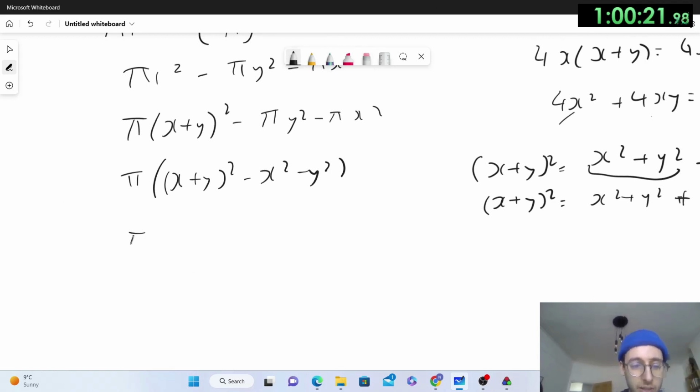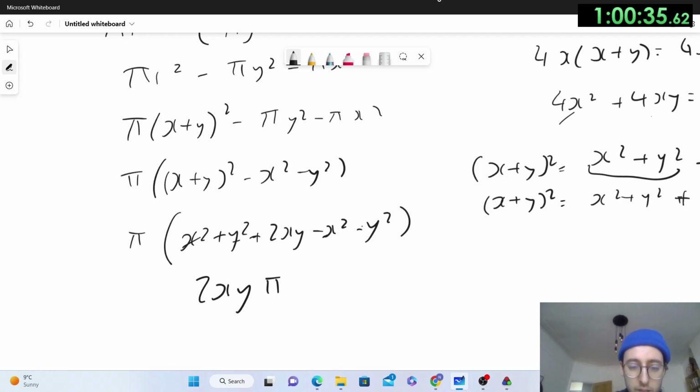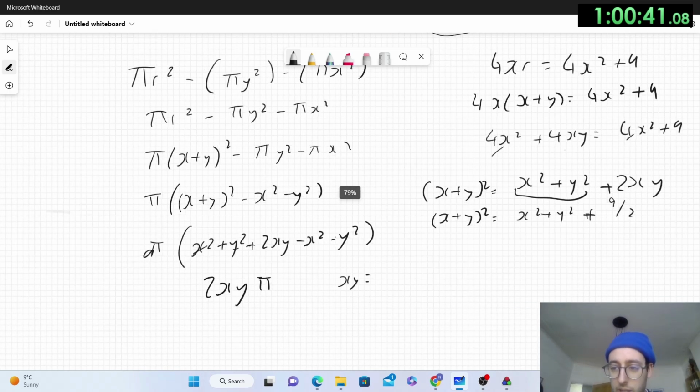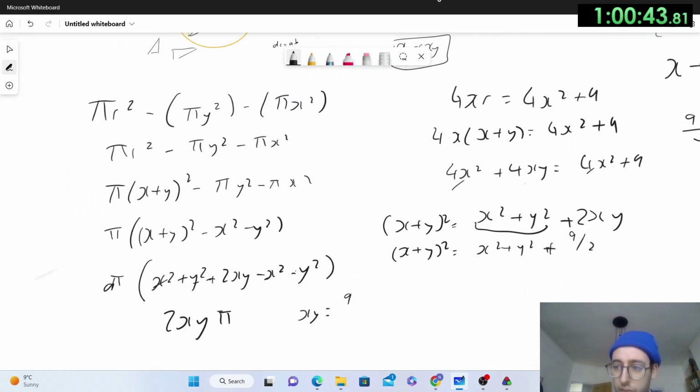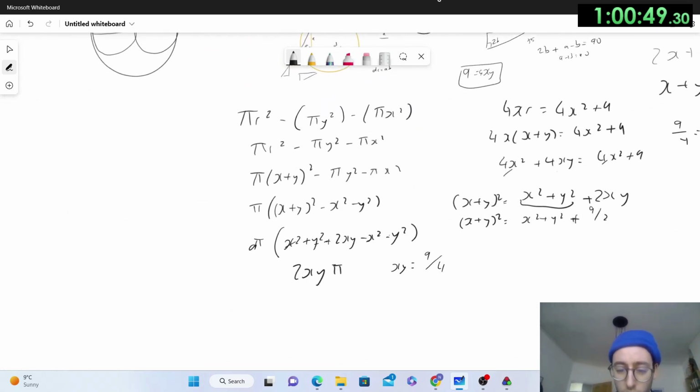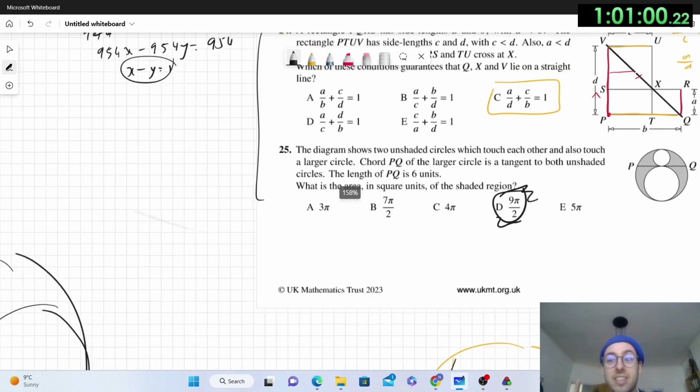So we'll mark, but pi lots of x squared plus y squared plus 2xy minus x squared minus y squared. That's the shaded area. These cancel. We've just got 2xy pi. But we know xy is 9 over 4. So the area is just 2 times 9 over 4 times pi, which is 9/2 pi. I'm such a legend. Okay, that was like last second stuff.